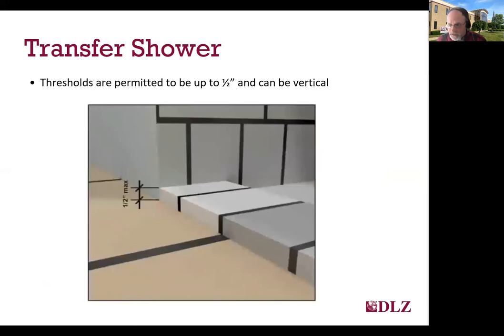Thresholds for transfer showers are allowed to be up to 1/2 inch vertical with no beveling required. And you might wonder why this is so stringent, since people are offloading. But for persons that have no use of their legs, a higher threshold might catch their feet as they drag themselves across to transfer. So it's pretty important to meet this standard so that they are able to transfer easily without that obstruction.